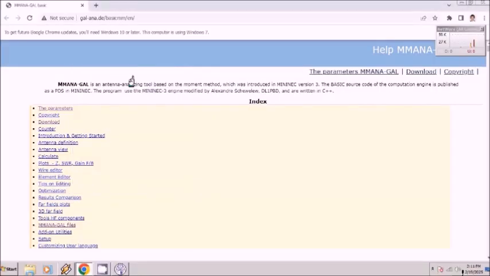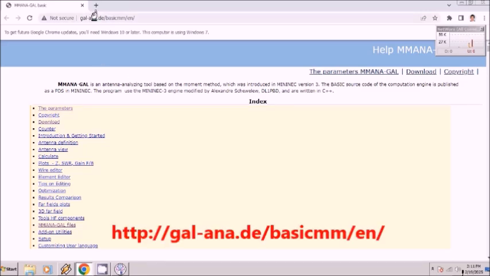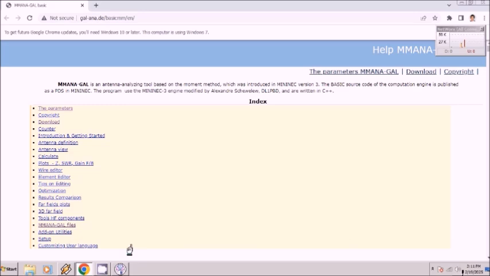The software can be downloaded from this internet address, gal-ana.de/basic-mm/en/. Just click this download menu, and after that install it on your Windows laptop or desktop. Now we go to the software.